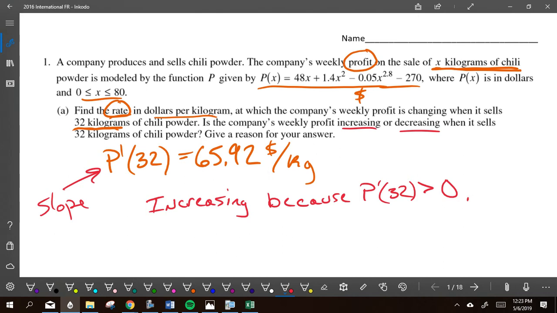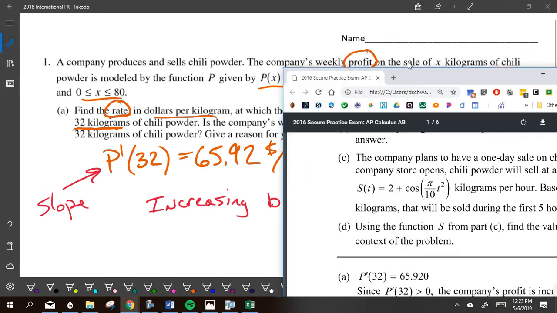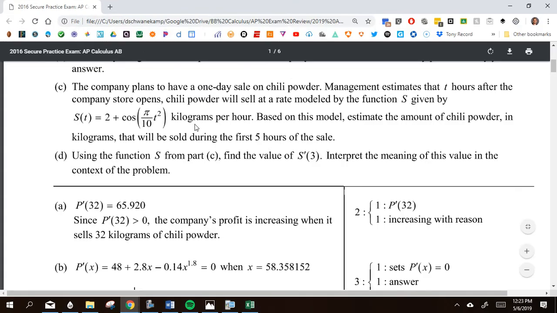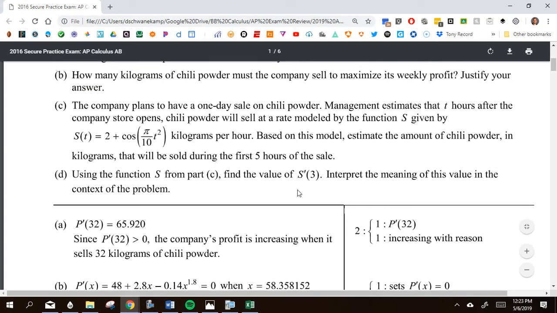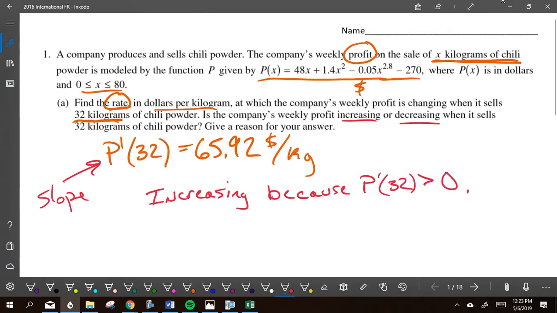But what did we just find? We found P prime. It's positive. It's got positive slope. Questions on the first part? Just so you can see what the scoring rubric said: P prime at 32 is 65.92. Increasing with reasoning: the company's profit is increasing because P prime at 32 is greater than 0. Done. Everybody good? Two easy points. Everyone should get those two.